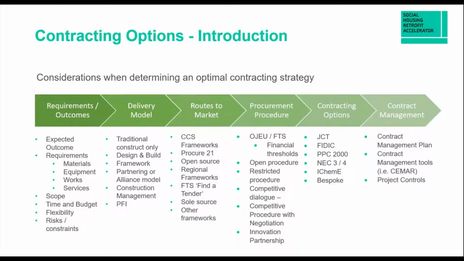There are a number of procurement procedures that we can select from. We've talked already about the options to use the OJEU or the FTS route. And we need to be aware of the financial thresholds that are involved there, the different types of procurement that we might wish to use. And within there, we can be using open procedures, restricted procedures, a competitive dialogue model, competitive procedure with negotiation, innovation partnership.